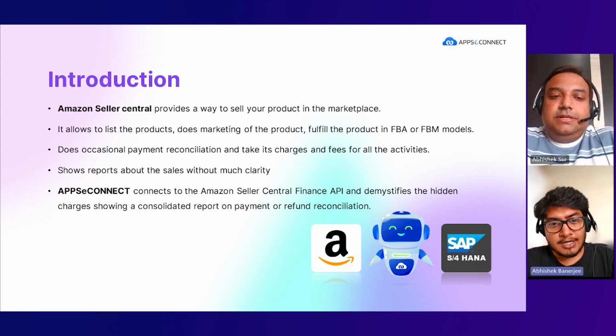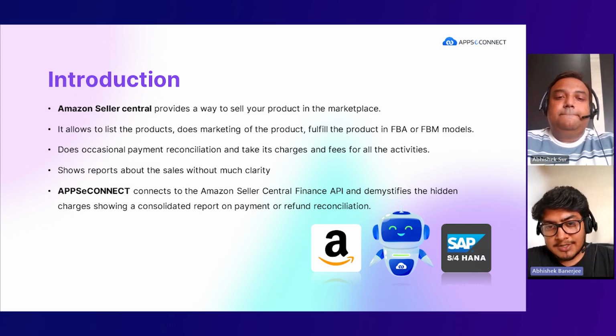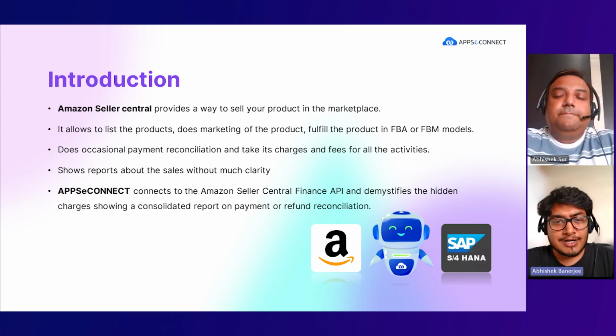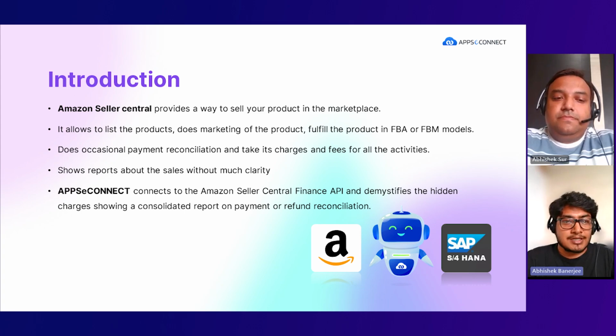Yes, exactly, Abhishek. But when a seller gets the payment for the sale, he could see the same product is sold at different prices from the marketplace. This creates an issue in understanding. Our idea is to give a clearer picture to the seller. What causes the same product to sell at different prices? The solution which we have built with APPSeCONNECT connects to the Amazon Finance API and gets all the heads where Amazon puts charges before selling the product.